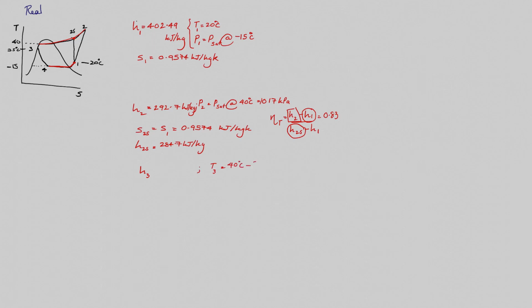When it comes to point 3, we know the temperature is 35 degrees Celsius and the quality is 0. So we can easily find h3. The h3 enthalpy is equal to the h4 enthalpy. Now we can use our q_L, q_H and w_in equations because we know the enthalpies at points 1, 2 and 3.